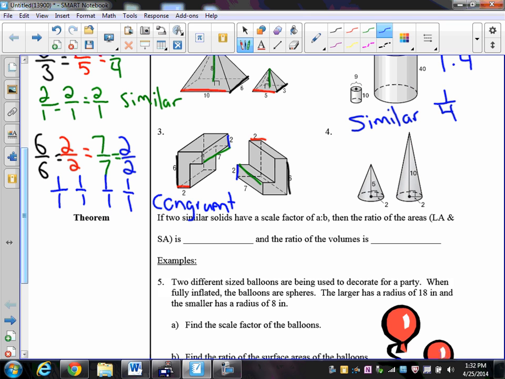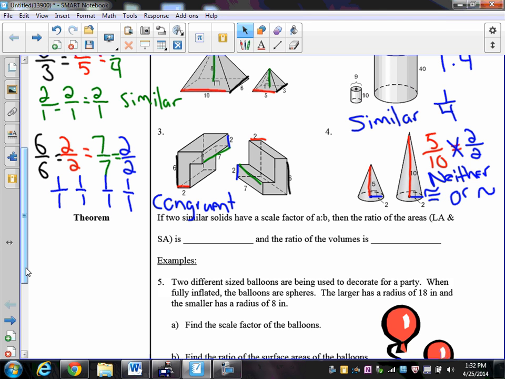An example of solids that are neither congruent nor similar can be found in number 4. We have heights of 5 and 10, and we see that this is not equal to the radii of 2 over 2. So that's neither. Hopefully you remember this symbol means congruent, or we use that symbol for similar. So the equal sign with the tilde on top was congruent, and just the tilde was similar.